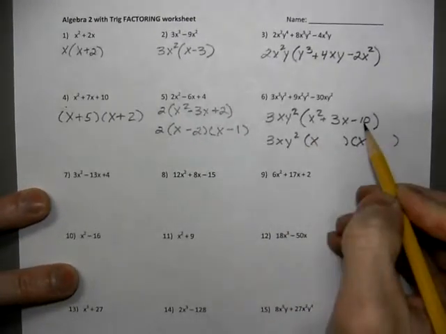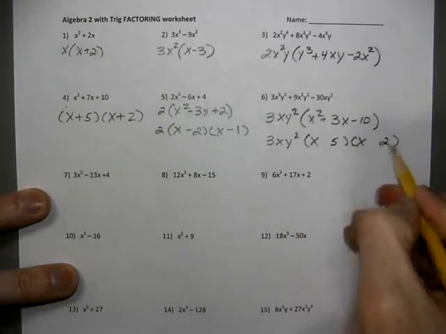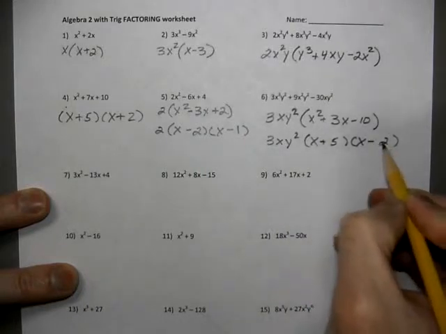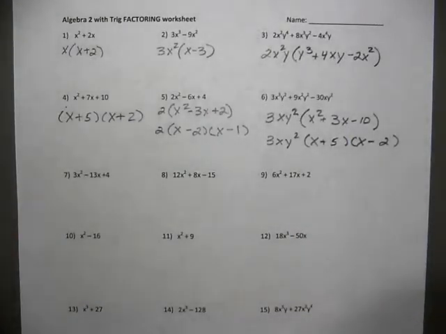What multiplies to be negative 10 and adds to be positive 3? I think 5 and 2. A positive 5 and a negative 2 multiply to be negative 10, but add to be positive 3.